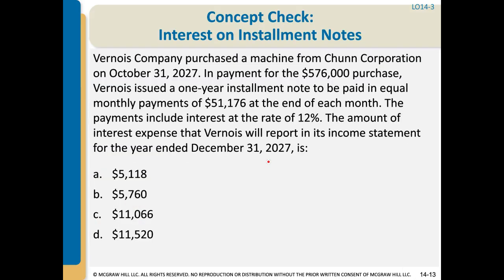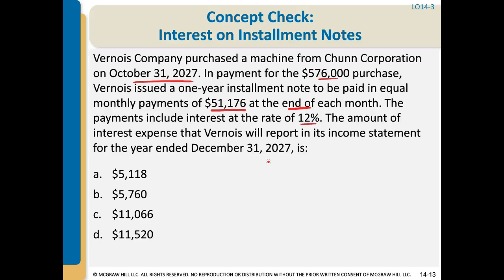Last question is, Vernoy Company purchased a machine from Chun Corporation on October 31, 2027. In payment for the $576,000 purchase, Vernoy issued a one-year installment note to be paid in equal monthly payments of $51,176 at the end of each month. So in this situation, they've already given us what that monthly installment payment is going to be. The payments include interest at the rate of 12%.